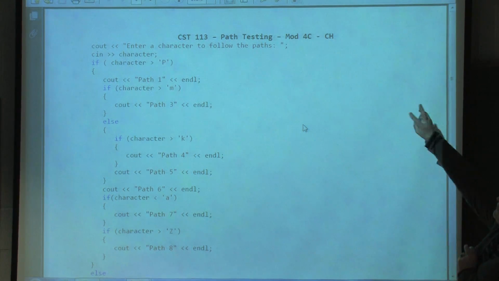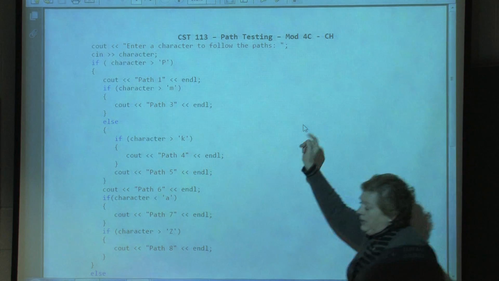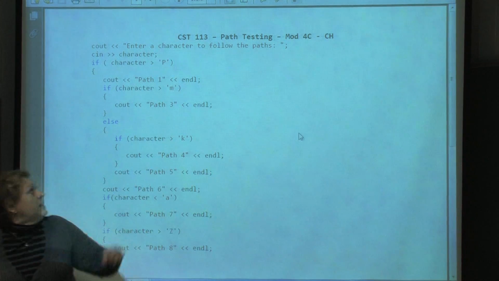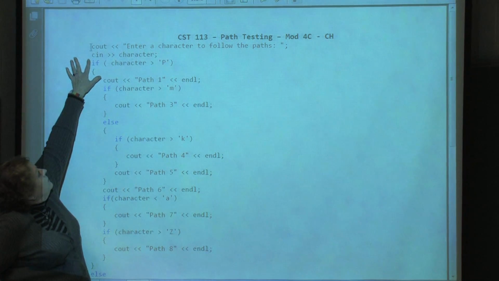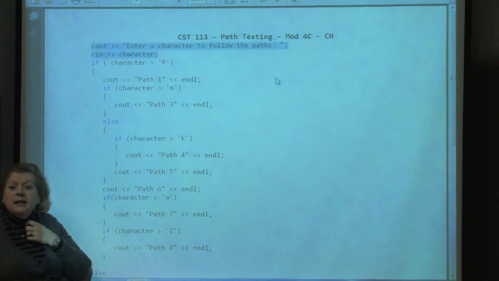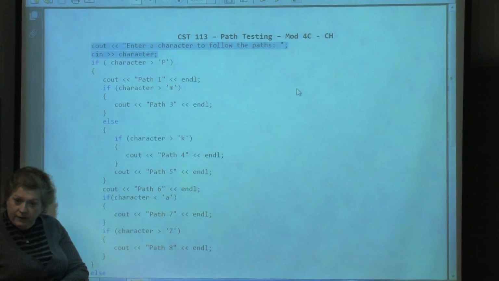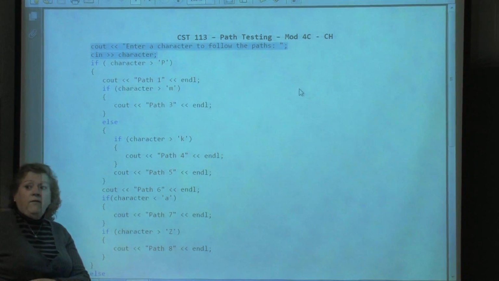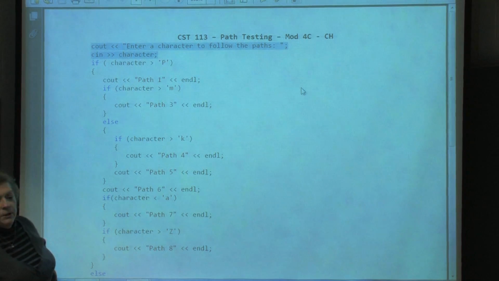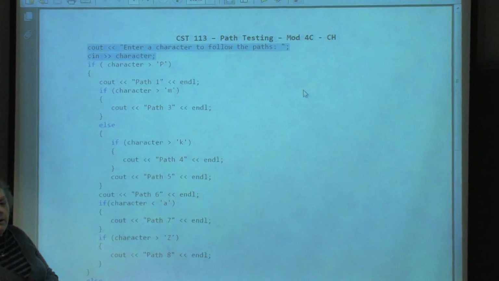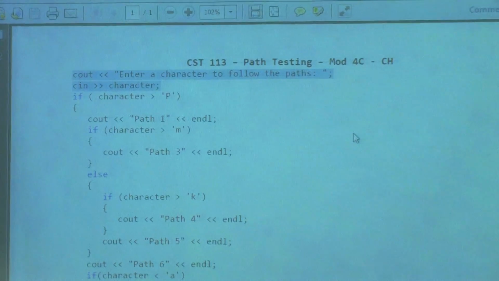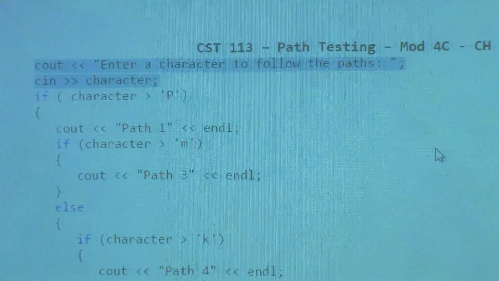So, what are the first two lines of the code here? What do these first two lines up here do? That's been highlighted for you. It prompts and inputs. So we're just going to ask the user for a character. Our very favorite character is a capital P, because that stands for Paulette. We're going to start with that, okay?